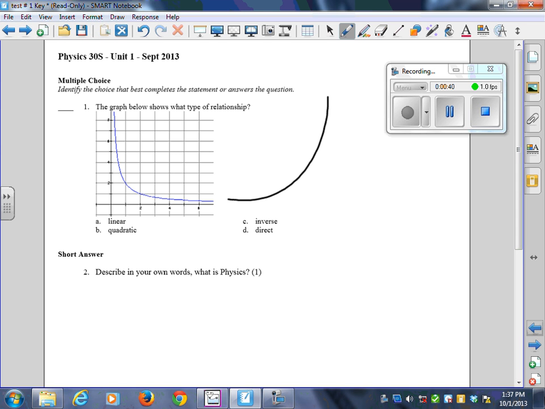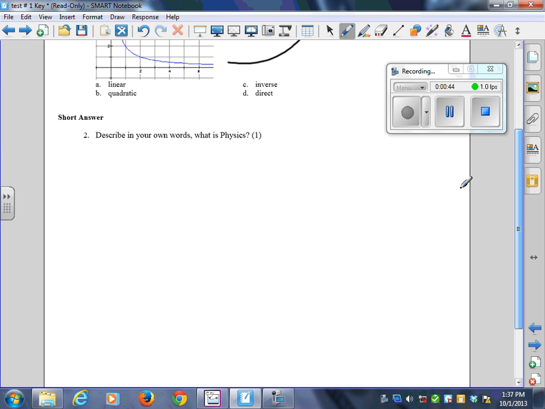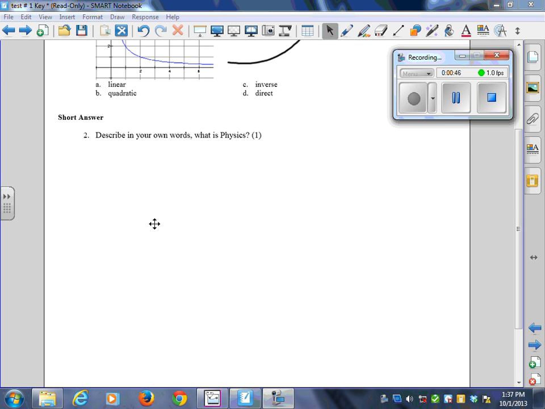Describe in your own words what is physics. Some people basically give it to me verbatim, or they tried to put it in their own words. Some people just were like, it was way out there. It's the study of matter and energy. The study of matter and energy and the relationship between the two of them is the correct answer from the notes.